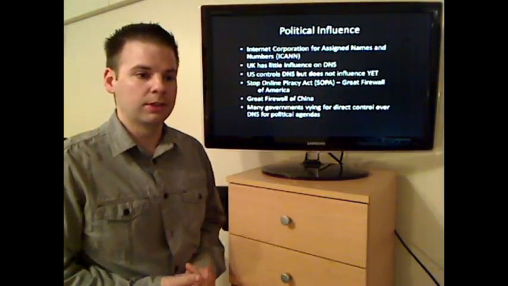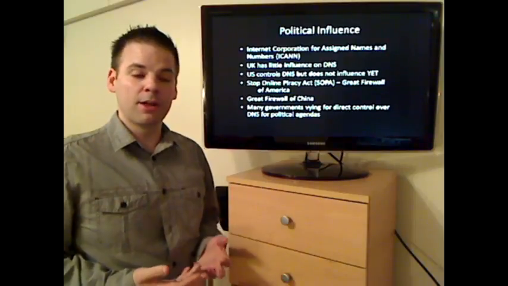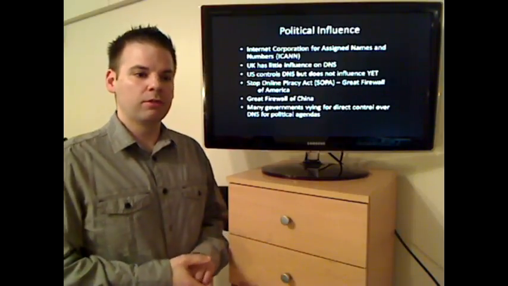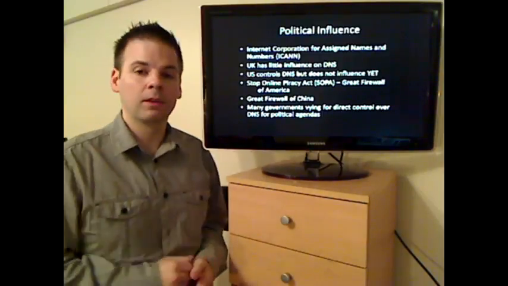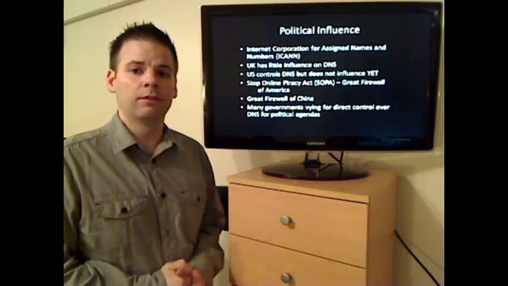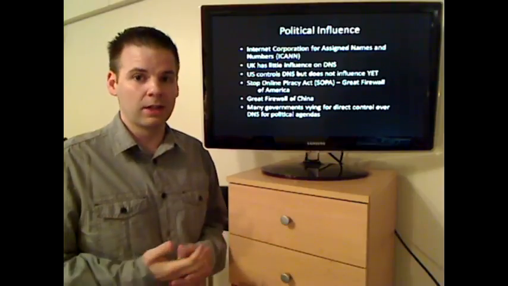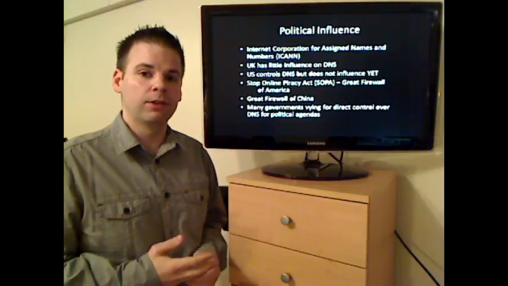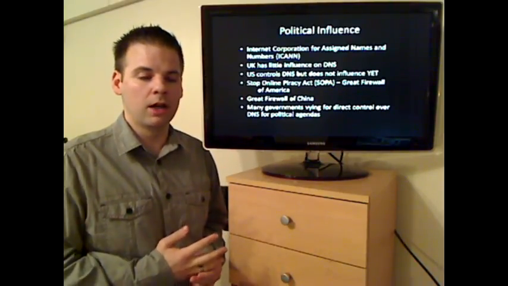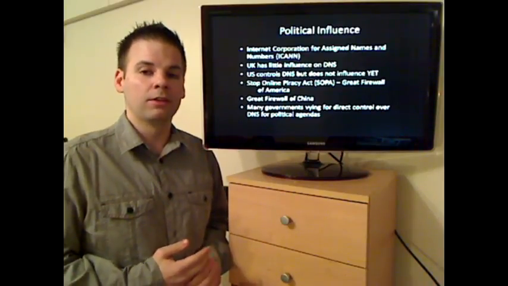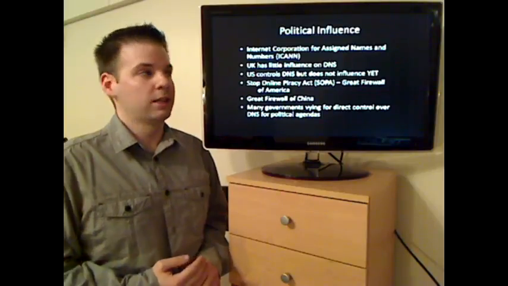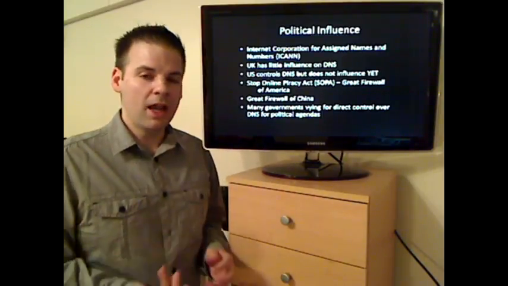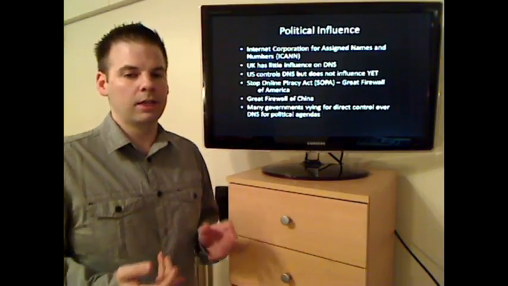Political influence. This is a very tricky subject, especially now. It's actually governed by the Internet Corporation for Assigned Names and Numbers, or ICANN. The United Kingdom has very little influence on the DNS, as they didn't develop it, and they actually only can influence one server, or one domain, called .uk. The US actually controls the DNS through the ICANN, but they haven't influenced the DNS yet.